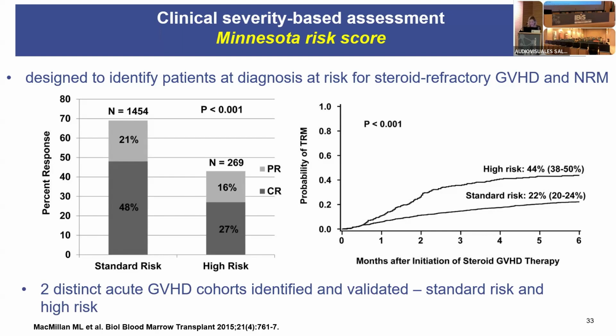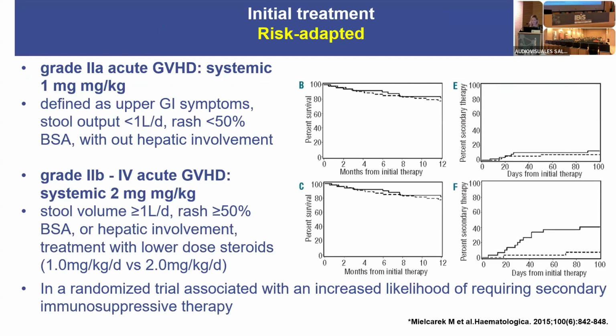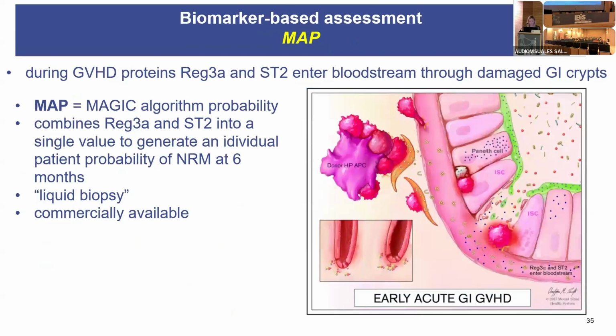And that this staging makes sense is also confirmed by randomized data, which showed that some of the patients, and that's the typical patient that I've mentioned earlier, so a patient with 2A acute GvHD with upper GI symptoms, less than 1 liter of diarrhea a day, less than 50% of rash, and without hepatic involvement, can be treated with 1 milligram per kilo without increasing the likelihood of requiring secondary immunosuppressive treatment.